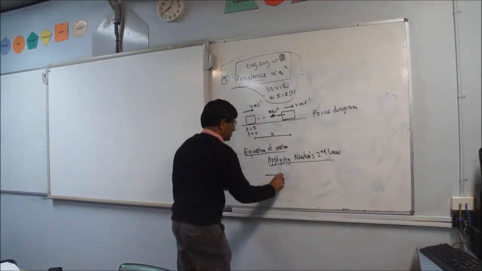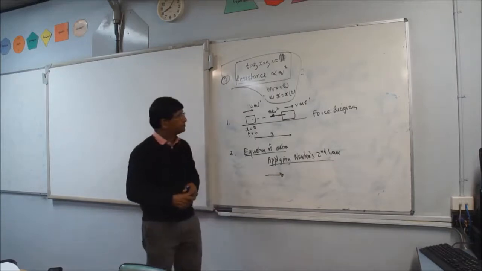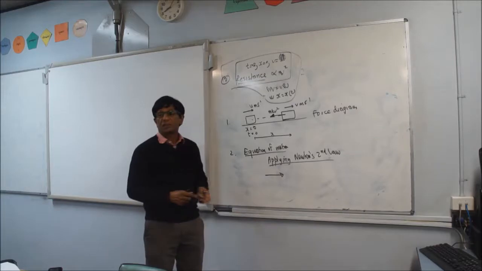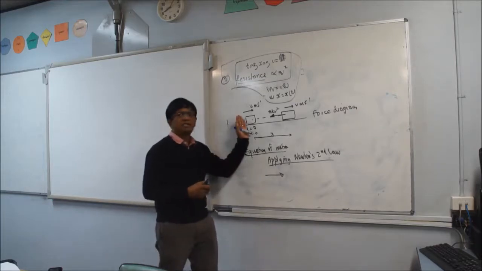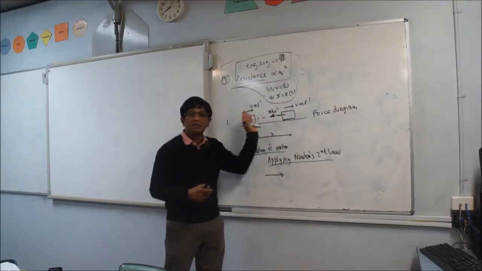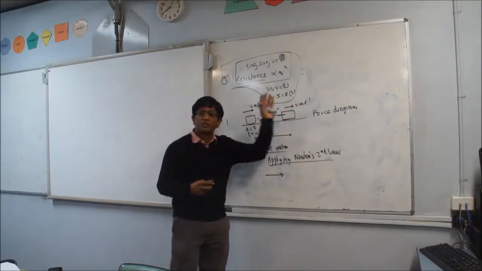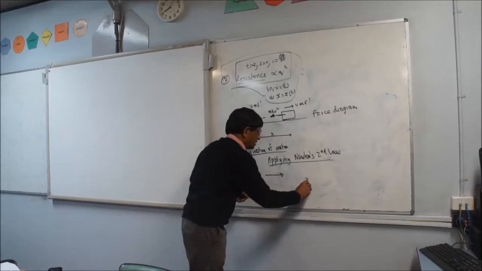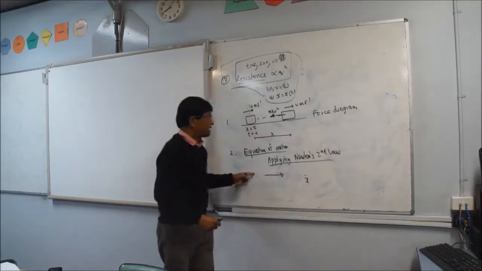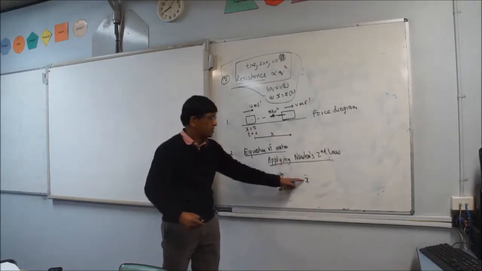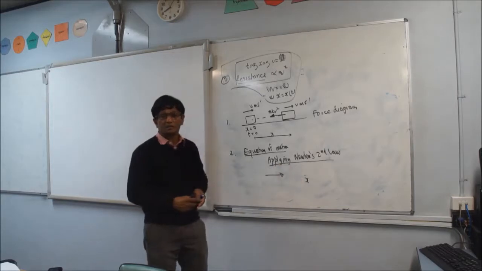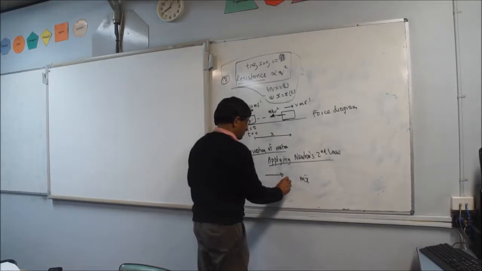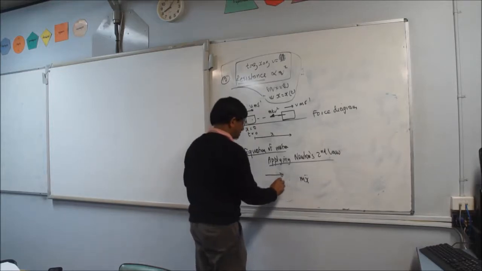So I'm going to use this direction. Can someone tell me why I'm using this direction? I'm measuring the displacement from here. X goes this direction, so the acceleration is x double dot. If I use that direction and measure x this way, it's going to be minus x double dot. Okay? So force equals, what's a force?